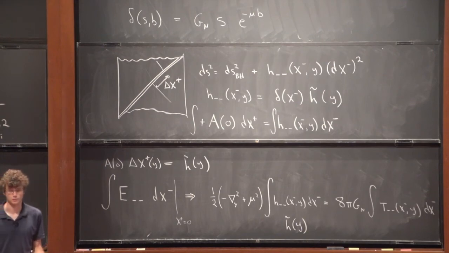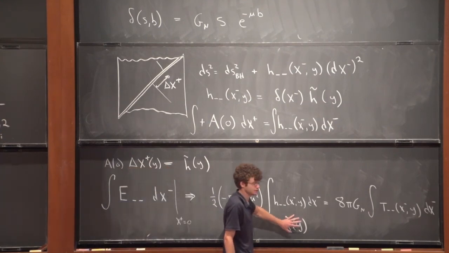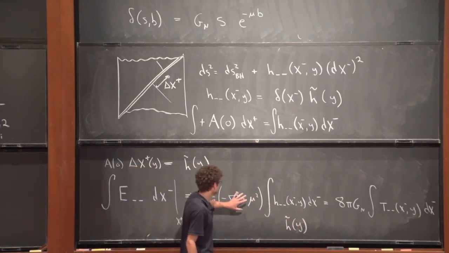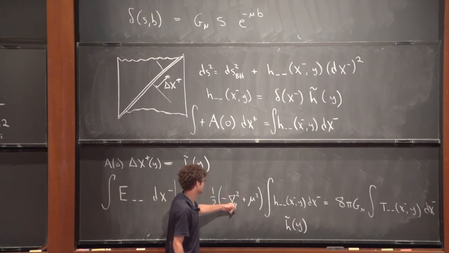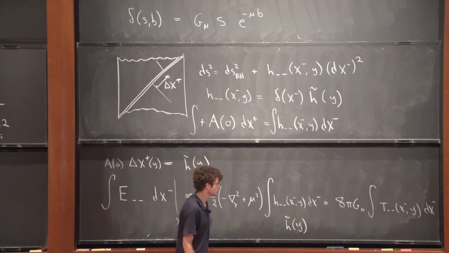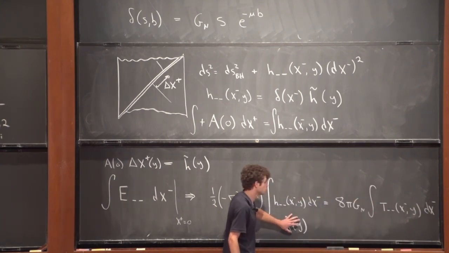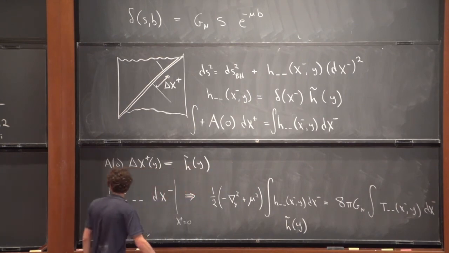traversing wormholes. So the argument is as follows. H plus of y gives us this null shift. And the operator on the left-hand side is a positive operator. Minus the Laplacian squared is a positive operator, and this mu squared is positive. So if this quantity here is positive, which is guaranteed by the average null energy condition, then h tilde of y will be positive. And that means that the shift in the x plus direction will be positive. So we'll have a diagram that looks like this.